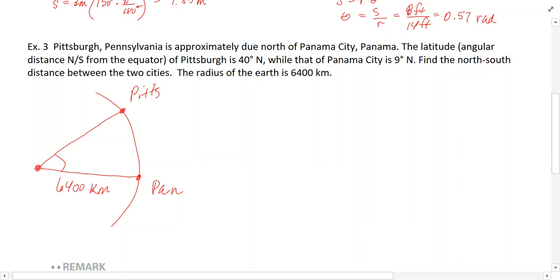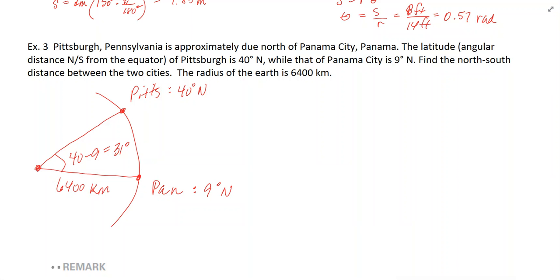I do know that Pittsburgh is at 40 degrees north. Panama City is at 9 degrees north. So the difference between those two angles, 40 minus 9, is 31 degrees. So there's a 31 degrees latitudinally, I think, or longitudinally. I can't really remember. Latitudinally, right? There's a 31 degree difference between the two cities on the surface of the Earth.